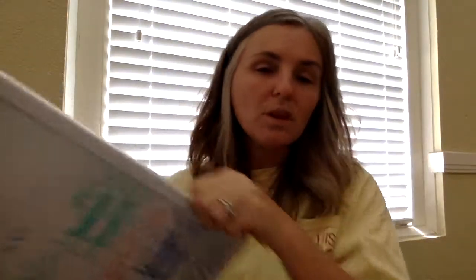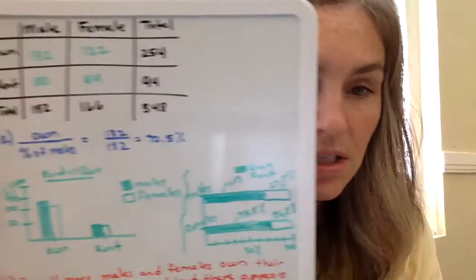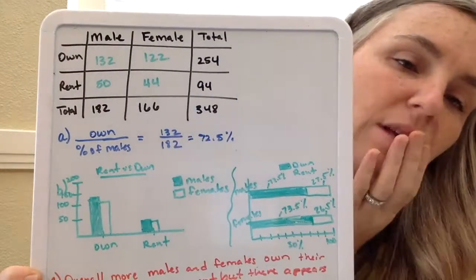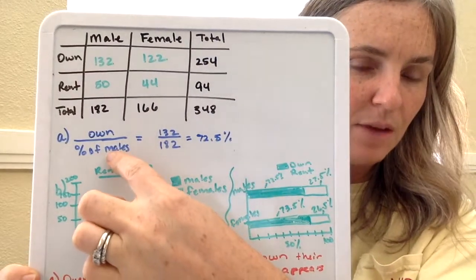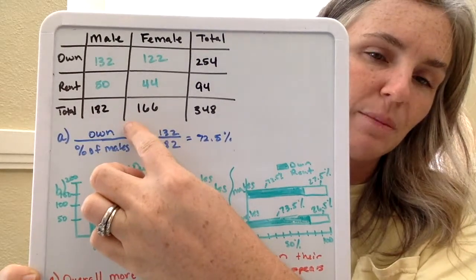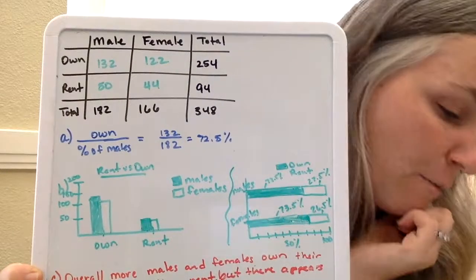Okay, so what you have there is a two-way table, and you're wanting to figure some stuff out about the data. So you're going to have to make some charts and draw some conclusions. The first part of the data is talking about males and females and whether or not they own or rent. And so part A, here's the chart, and part A asks what percent of males own, right? So we put the number of males on the bottom, and we put how many of them own on the top, and we end up with 72.5%.